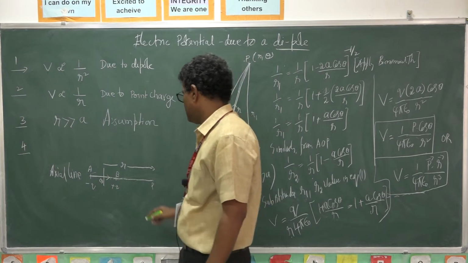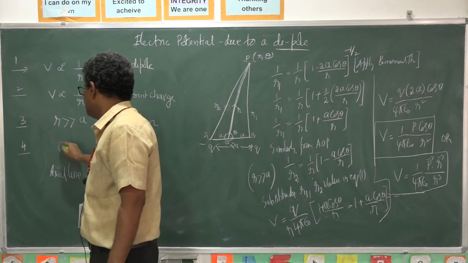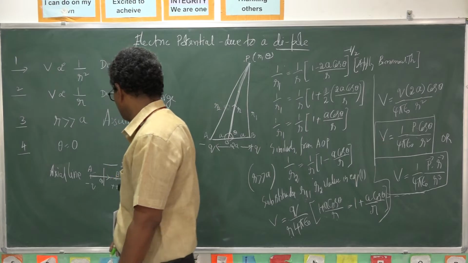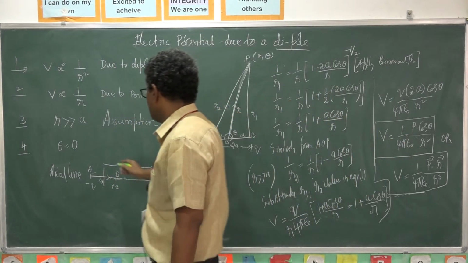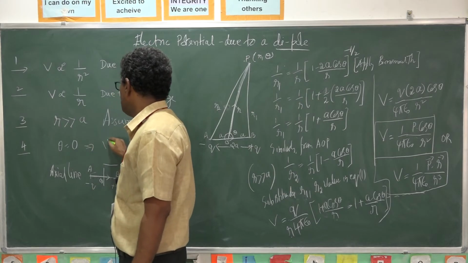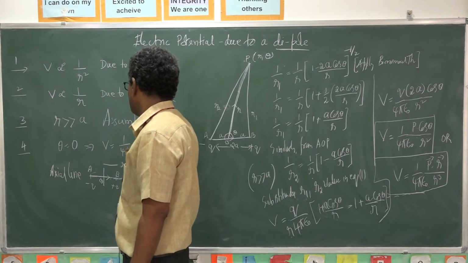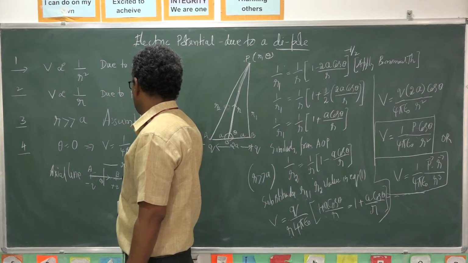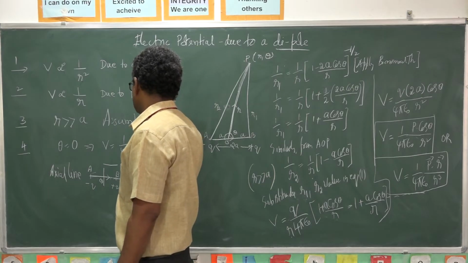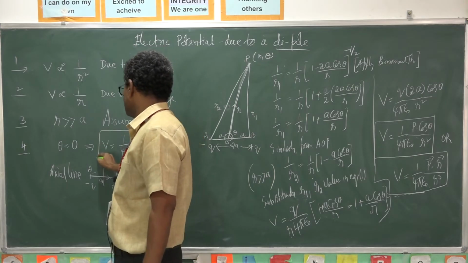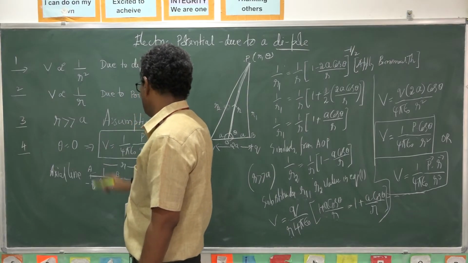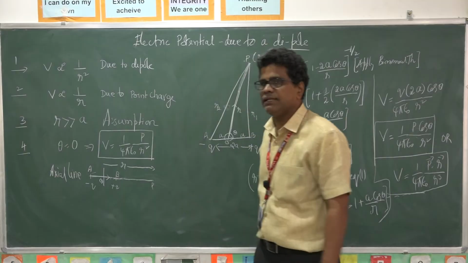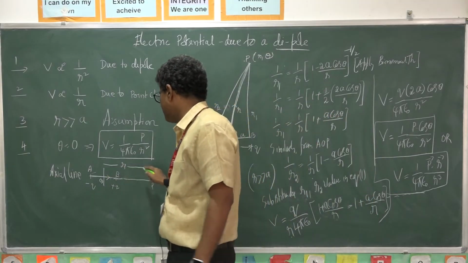Okay. So what is theta here? Theta is 0. You substitute this value here. Cos 0 becomes 1. Then V is equal to 1 by 4 pi epsilon naught, P by R square. So you will get this expression. This is the potential due to a dipole on the axial line at a distance R from the center.